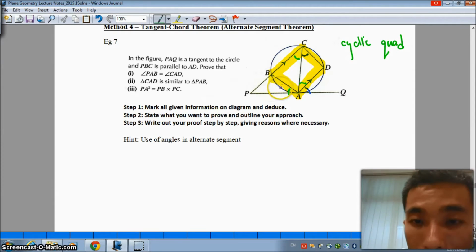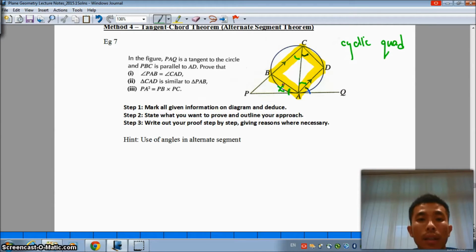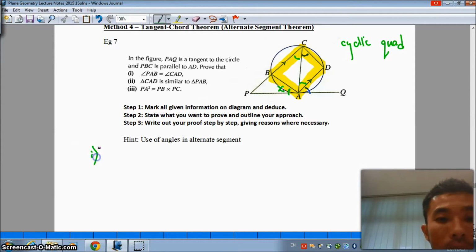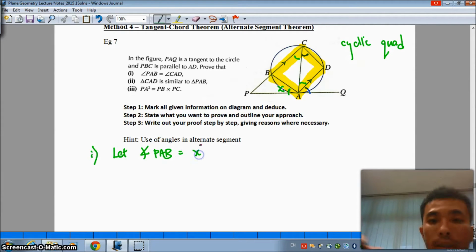Let me define this angle to be X. Your job is to make sure angle CAD is also equal to X and is also highlighted in green. We know that it's X, but we need to put this in presentation. So in our sequence, step 1: let angle PAB be equal to X. Based on angle in alternate segment, angle BCA would be X.